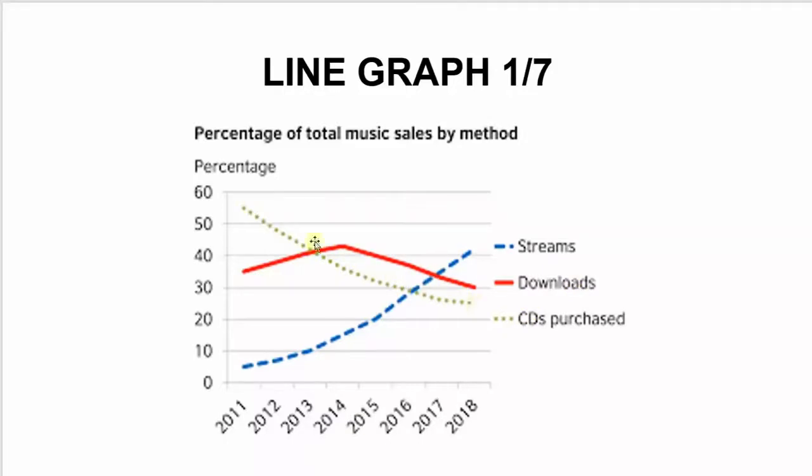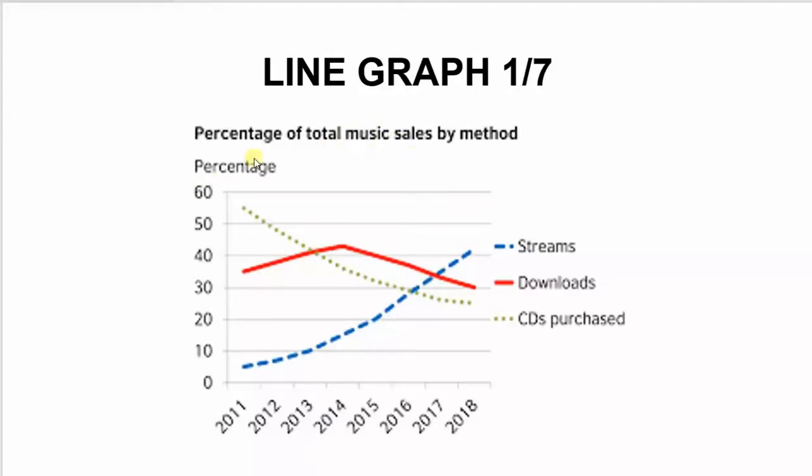In this diagram, we can see streams, we can see downloads, we can see CDs, which is depicted by almost the green color over here. So in this diagram, you can see that the x-axis is depicting the period, that is the year, and the y-axis is representing the percentages of these music sales. Basically, this is how the line graph looks like.